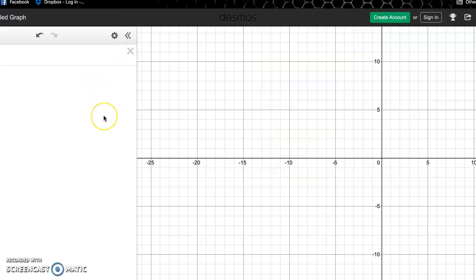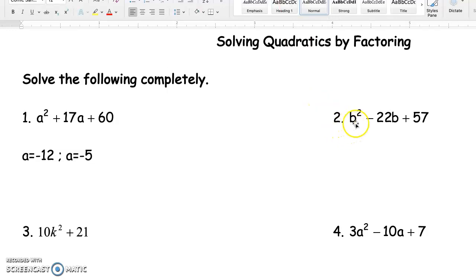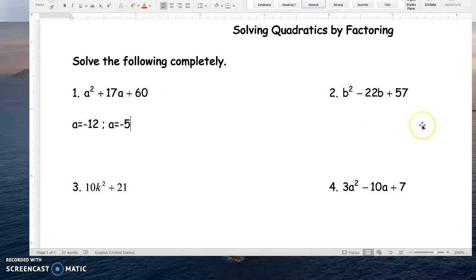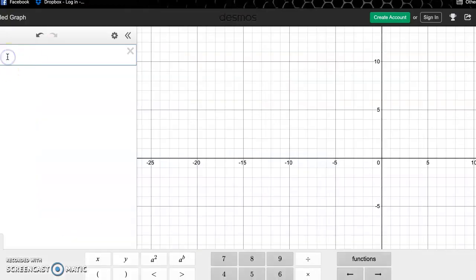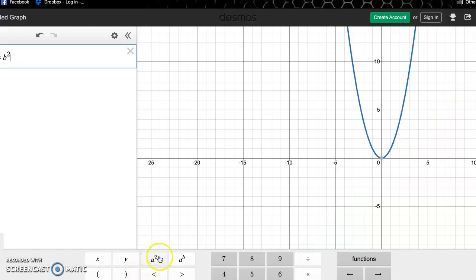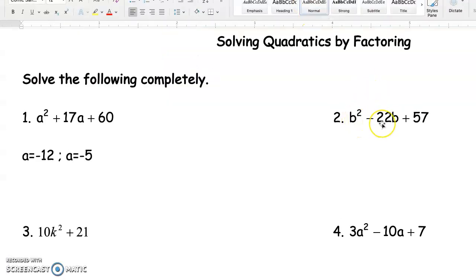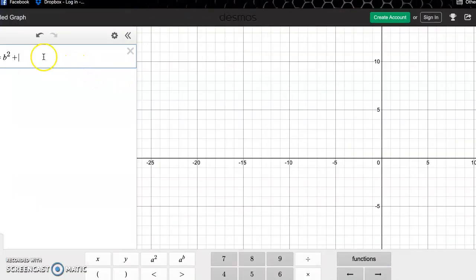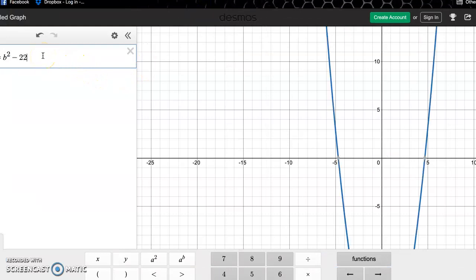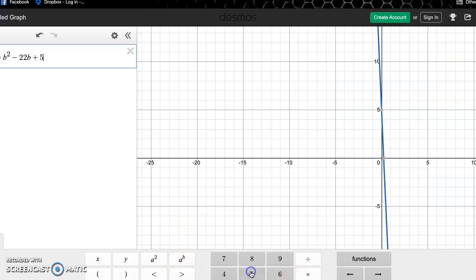Now let's try the next one. Our next problem will be b squared minus 22b plus 57. So if I go ahead and remember what it said first, type y first, then move over here, type in b to give you the square, plus, and let me remember what, minus 22b plus 57. Zoom out.